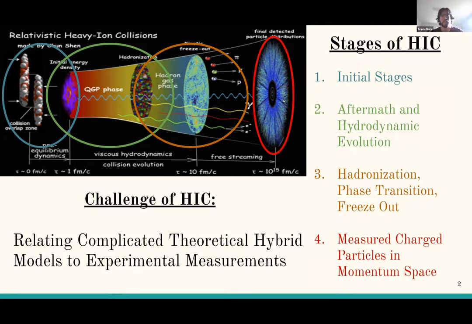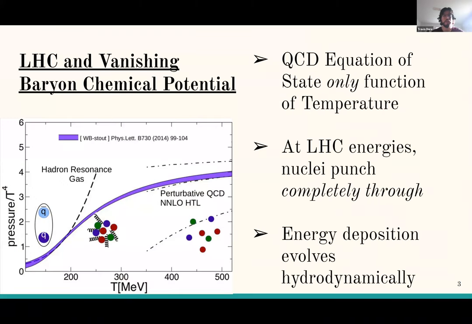So this is going to be kind of a bridge in talking about that. So let's talk about LHC vanishing baryon chemical potential. At RHIC and LHC, at the highest energies, the nuclei actually punch right through each other, and they only deposit energy in their wake, or just gluons. And this many-body QCD matter is only a function of temperature then, right? Because there's no baryons deposited or anything else, right? So it's only a function of temperature.